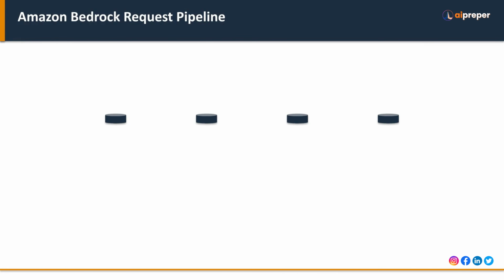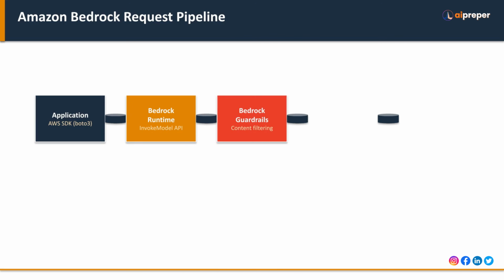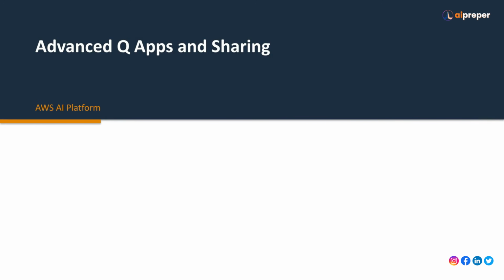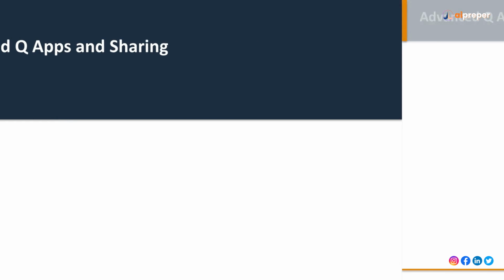This diagram illustrates the Amazon Bedrock request pipeline, showing the end-to-end flow. It starts with the application, moves through Bedrock Runtime and Guardrails to the foundation model, and concludes with the response and logs. This section covers advanced Q apps and sharing capabilities within the AWS AI platform.